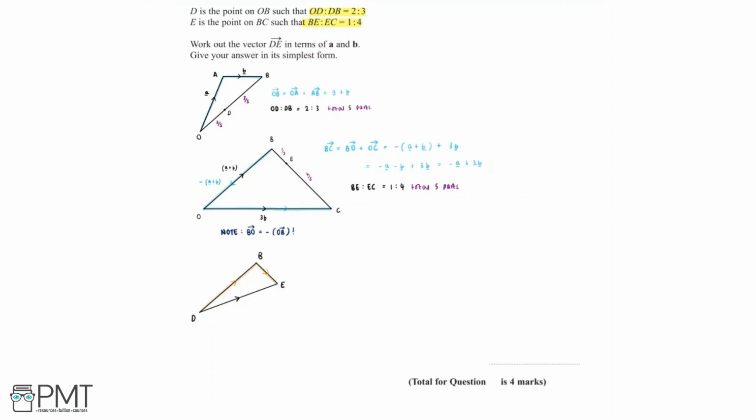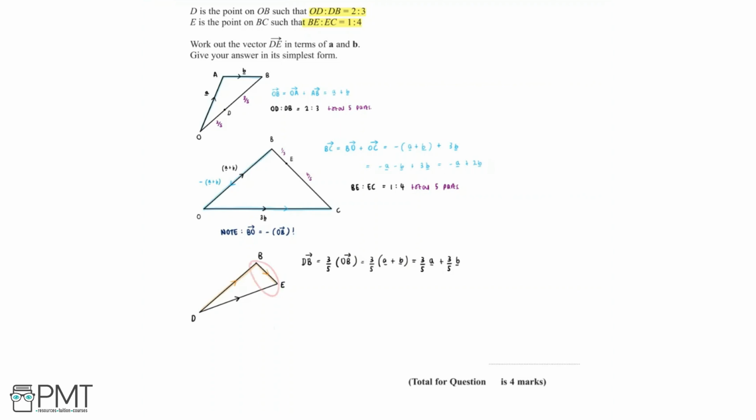Using this triangle, we can see that the vector DE is equivalent to the vector DB plus the vector BE. Now we said that the vector DB is 3/5 of the vector OB, and we said that the vector BE is 1/5 of the vector BC. Let's start with the vector DB. DB is 3/5 of the vector OB, which we found in our first triangle. OB is equal to A plus B, and so DB is 3/5 multiplied by A plus B, which will leave us with 3 out of 5A plus 3 out of 5B.